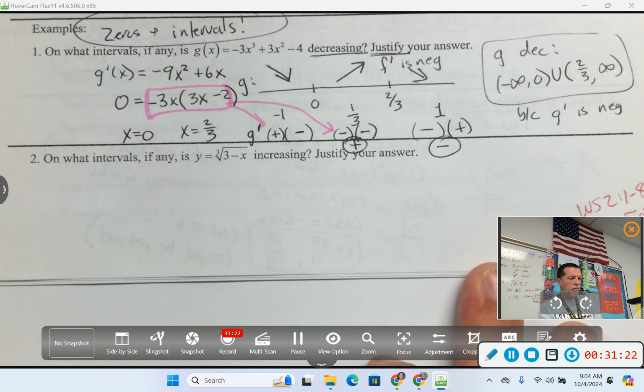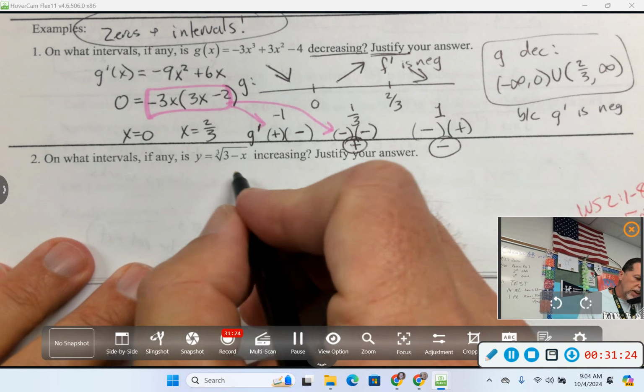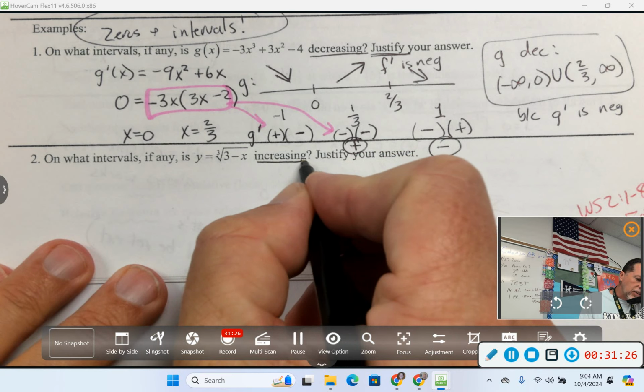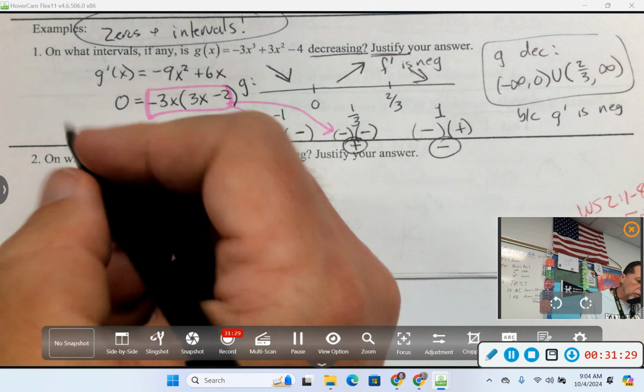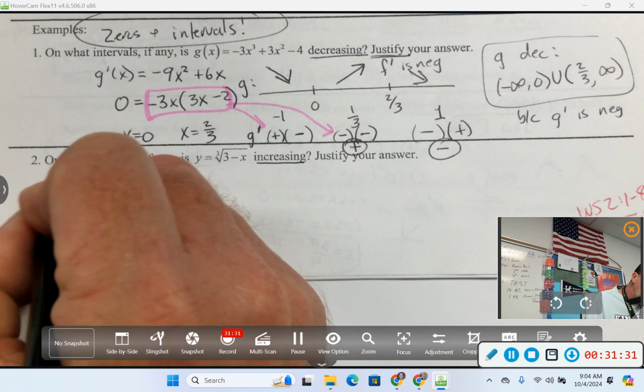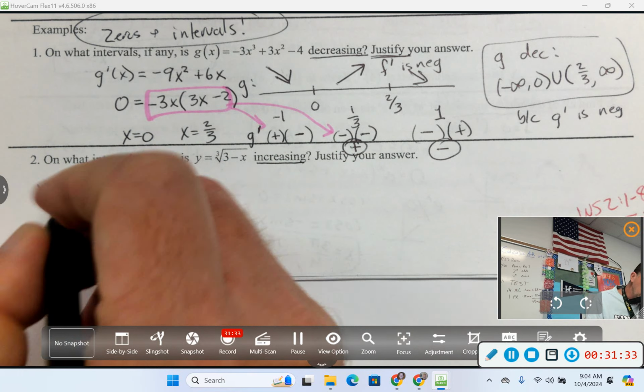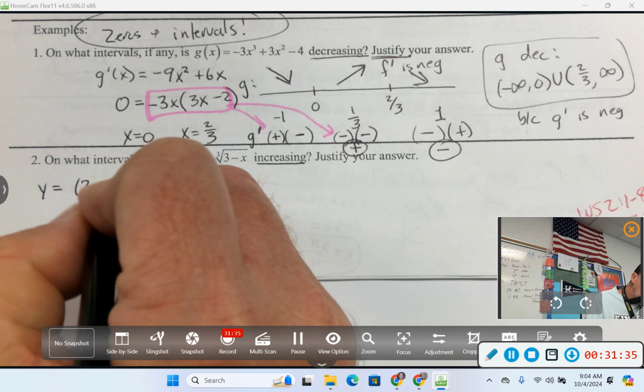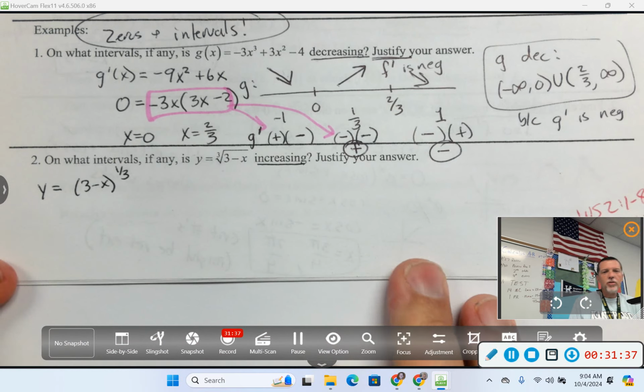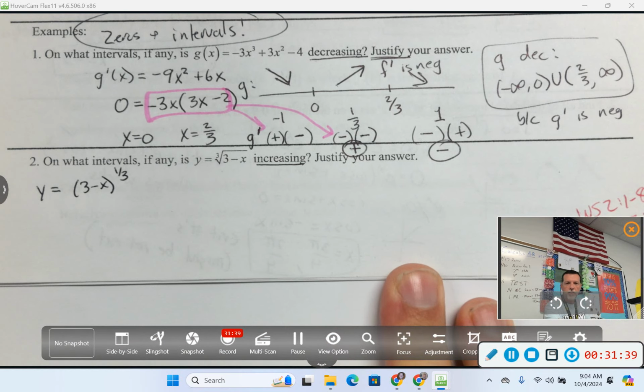Number 2, same type question. On what intervals is this thing increasing? So now I'll be looking for where it's positive, where y prime is positive. I'm going to change that to a power rather than a square root.